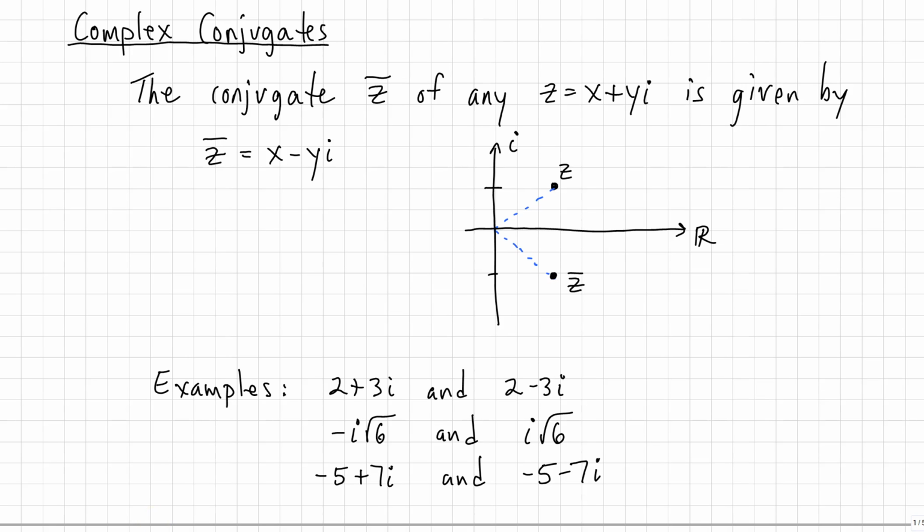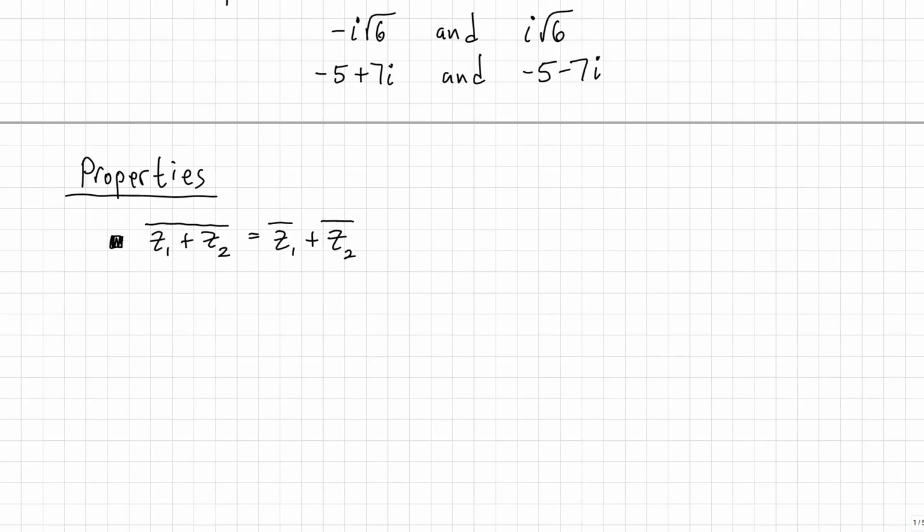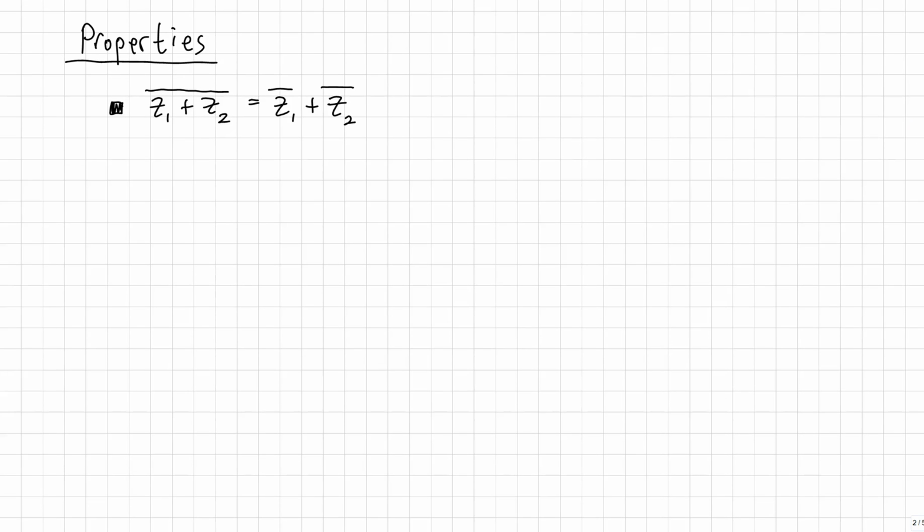Okay, let's go ahead and take a look at some properties of conjugates, or properties that include conjugates. So the first property states that the conjugate of a sum would be equal to the sum of those complex numbers' conjugates. Or you could think of it the other direction, that the sum of two complex numbers' conjugates would be equal to the conjugate of their sum. So let's see a proof of that.